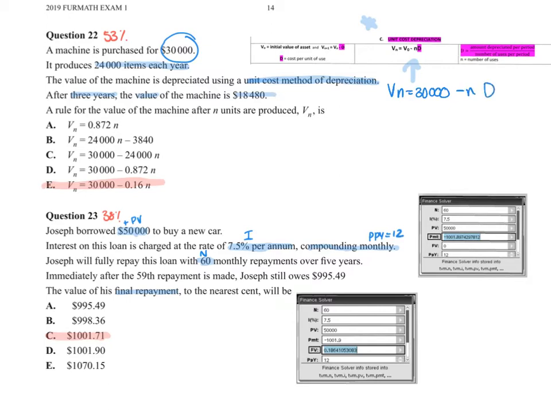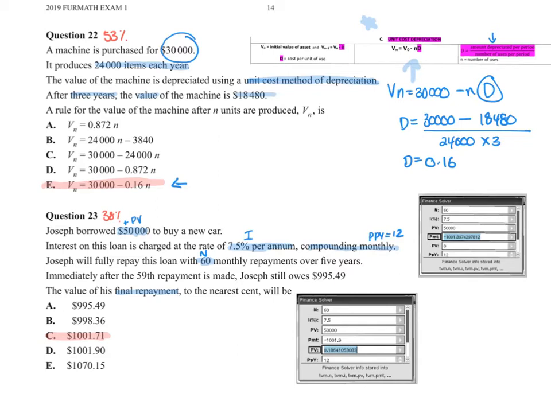Now because the D is in pink, that means you need to work out the D. And I've got the formula there on how to work it out. So D equals the amount depreciated per period. So if you think it's gone from 30,000 down to 18,480, if you do that, that will tell you how much it's depreciated. And then the number of uses, well, it's had 24,000 uses every year and it's been 3 years. So when you work that out, you end up with 0.16. So if I put that back in the formula, you can see how I get this answer, 30,000 minus 0.16 times N.